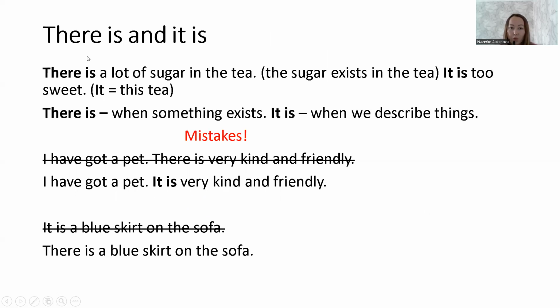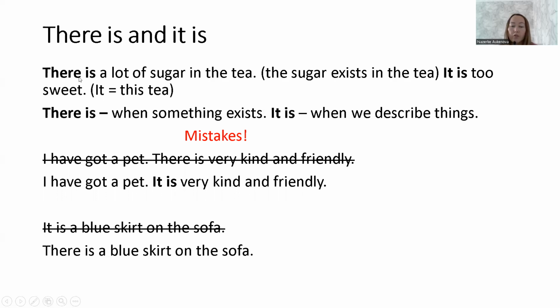Well, what is the difference between there is and it is? For example, there is a lot of sugar in the tea. It means that sugar exists in the tea, right? So it is too sweet. It means that this tea is too sweet. So what is the difference? We use there is when something exists. We have already said that when something exists, we use the there is construction or there are.